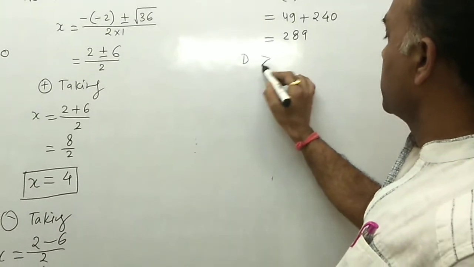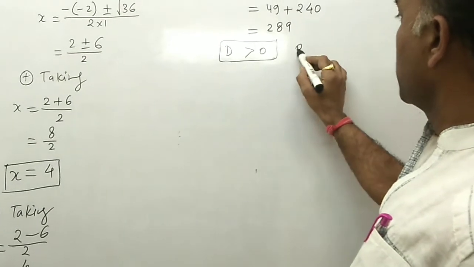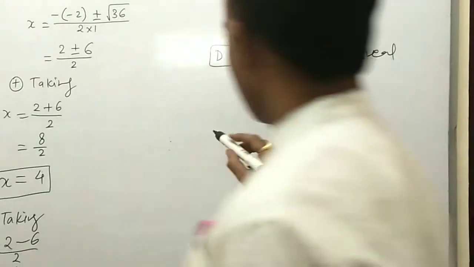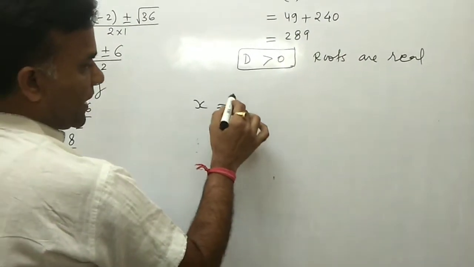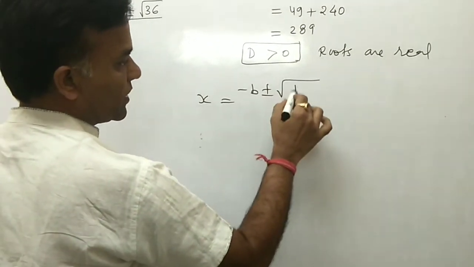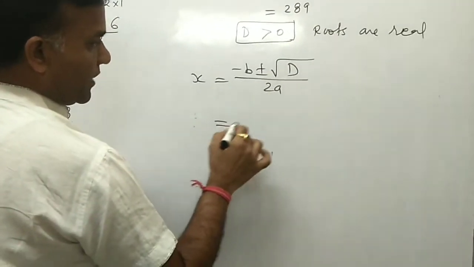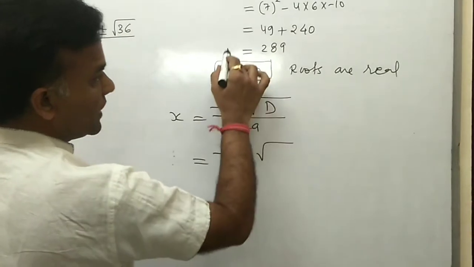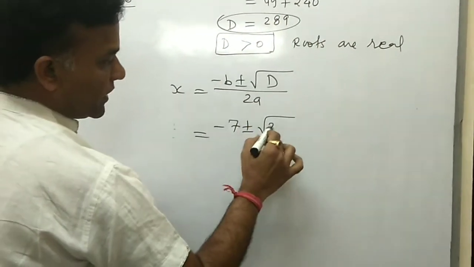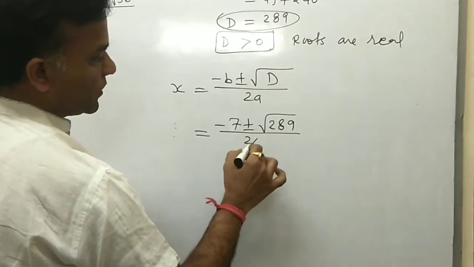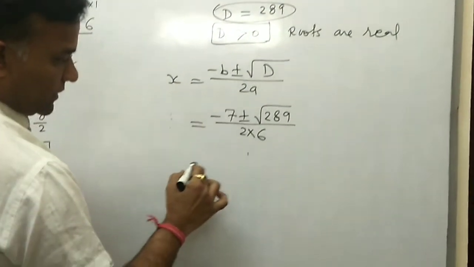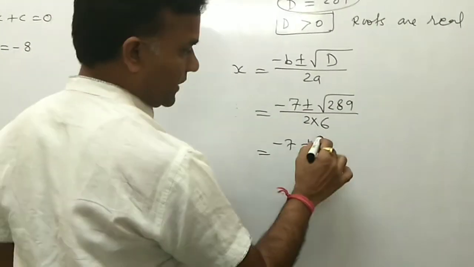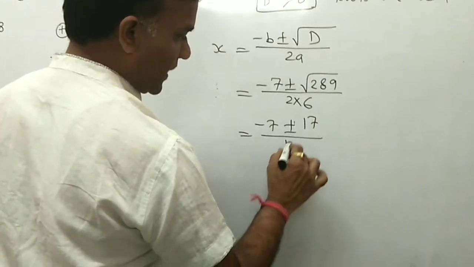Now again you have D greater than 0. If D is greater than 0, then you write here that roots are real. Then use the formula minus b plus minus under root D upon 2a. So you write minus, what is the value of b? b is 7, plus minus under root D, you have 289. You put 289 upon 2 into a, means 6, so you put 6 here. Minus 7 plus minus, now we know the square root of 289 is 17. So you put 17, and 2 sixes are 12, so you have 12.